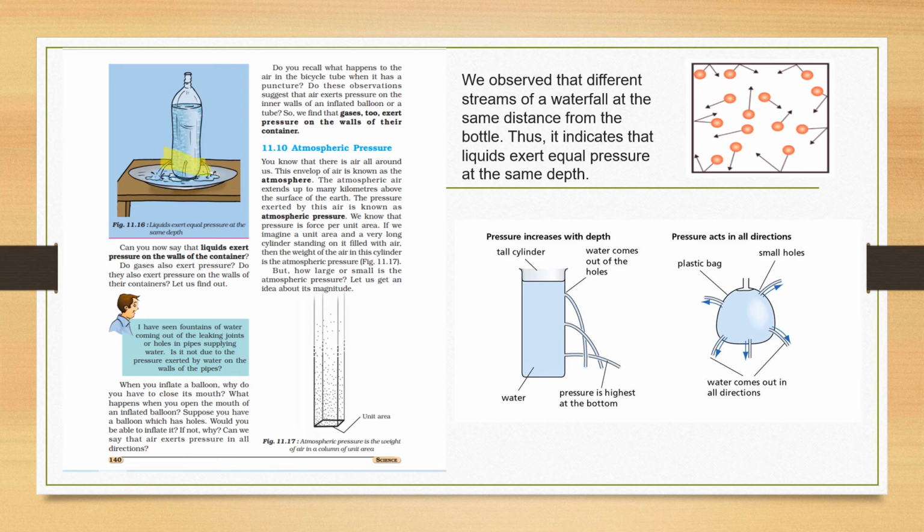Then what we observe is that the water from those holes lands at an equal distance. Why? What is the reason behind it? The reason is that there is equal pressure at equal depth. If the height is equal, then the pressure exerted is equal.